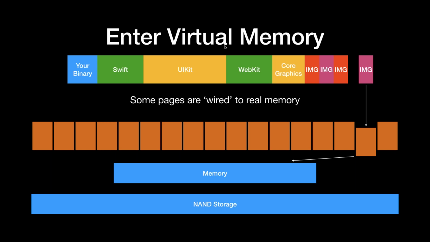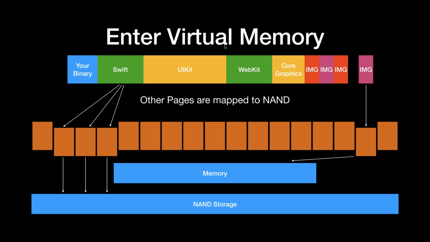If it's being modified or used by the program, we call that page wired. And what that means is the page is mapped to real addresses in RAM. So it'll be very fast and the program can just use it immediately. But that's not always what we need.